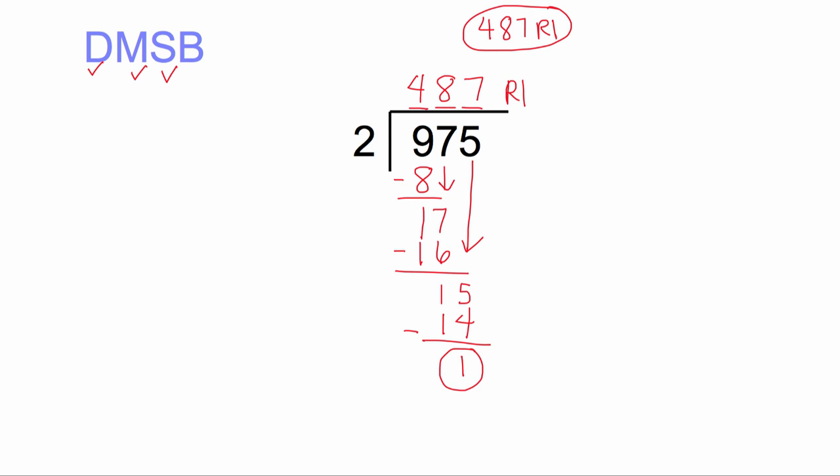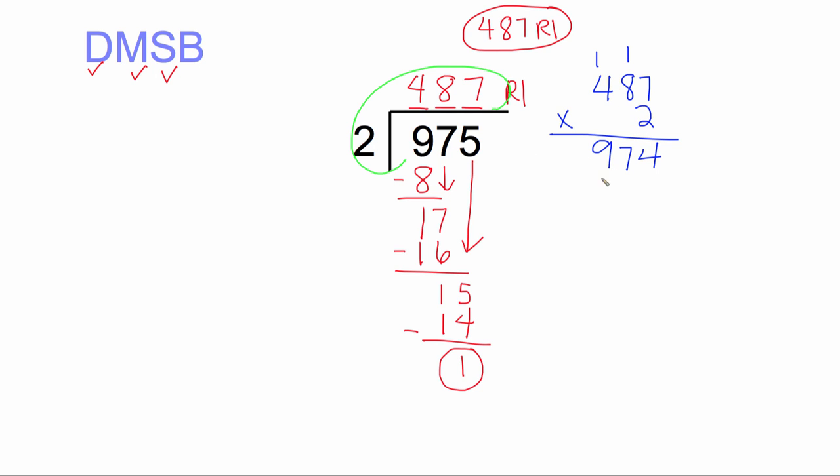We can still check to make sure this is the right answer by doing Elvis here. We're going to do 487 times 2. 2 times 7 is 14, carry the 1. 8 times 2 is 16, plus 1 is 17, carry the 1. 2 times 4 is 8, plus 1 is 9.